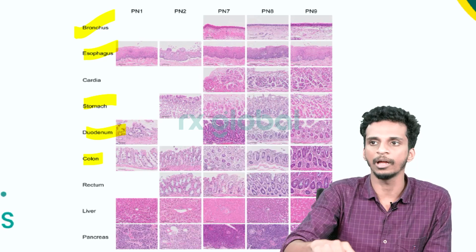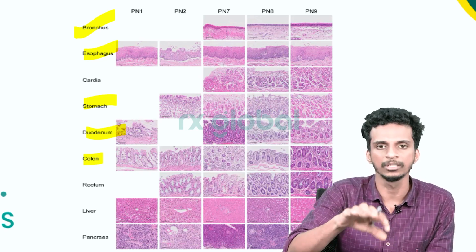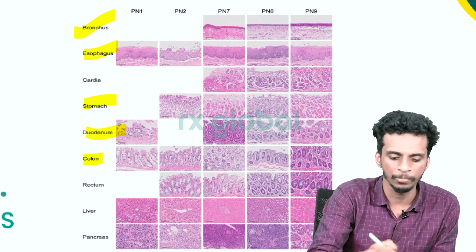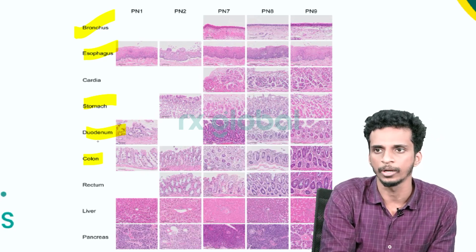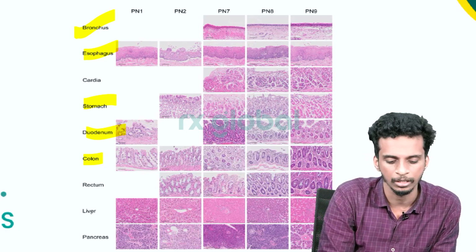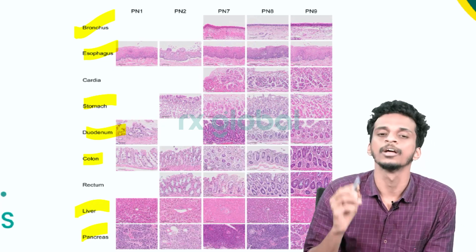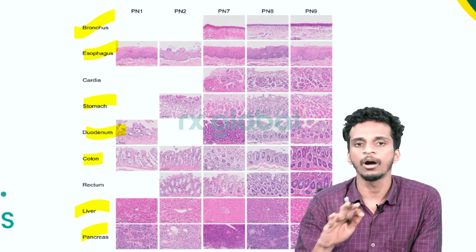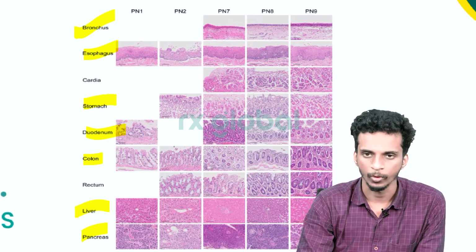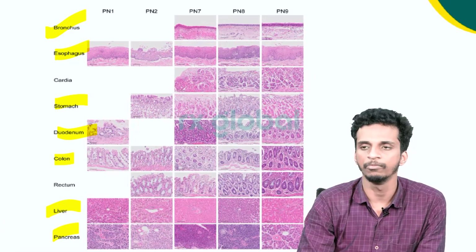Now at this point, each of these images may look similar to you. For example, you might not appreciate the difference between stomach and duodenum, or you might not be able to appreciate the difference between liver and pancreas. But believe me, when you enter medical school, you will be taught how to differentiate between these tissues.